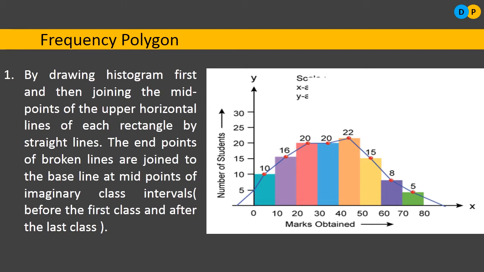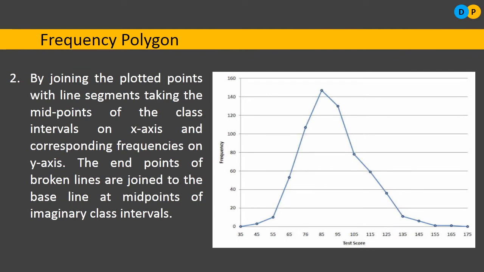That is, first we construct the histogram, later we join the midpoints of the upper rectangles by a line segment, and later the broken ends will be joined to the x-axis by considering the imaginary class intervals. So this is the first method. In the second method, we won't consider the histogram. We will not waste time plotting the histogram. Even if it is a continuous class interval, we will directly consider the midpoints. First, the midpoints will be noted and marked. Later, we will join them with line segments.